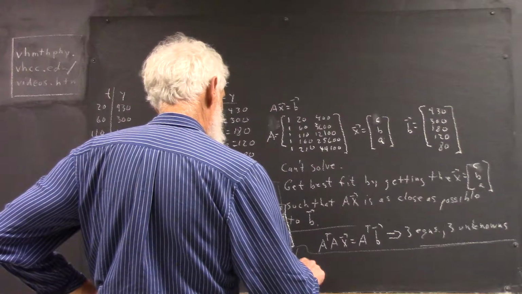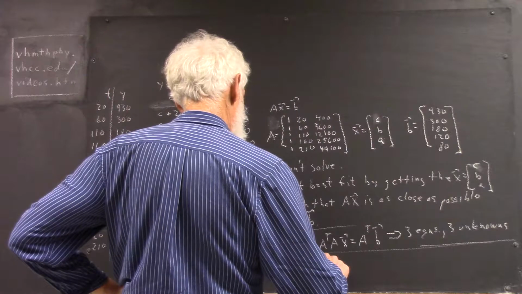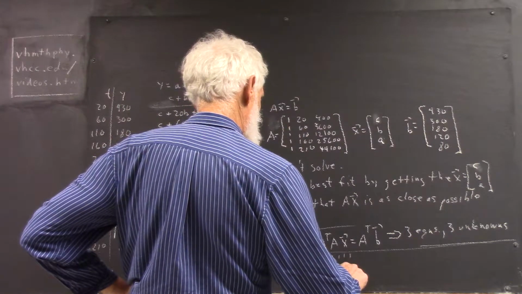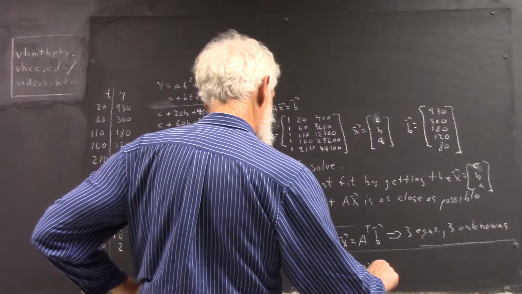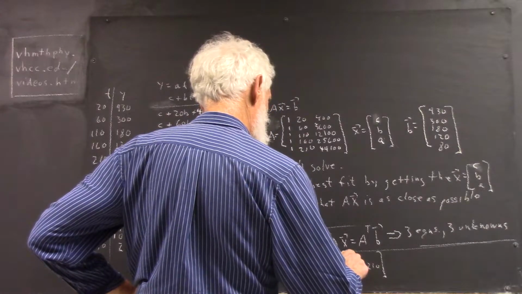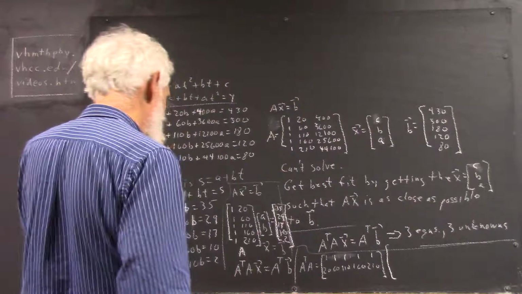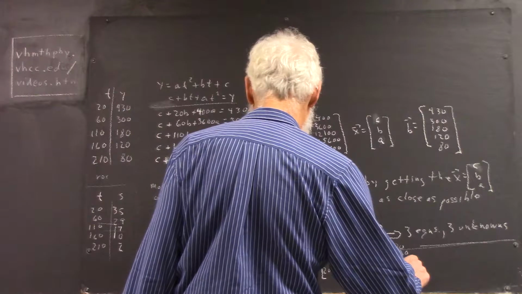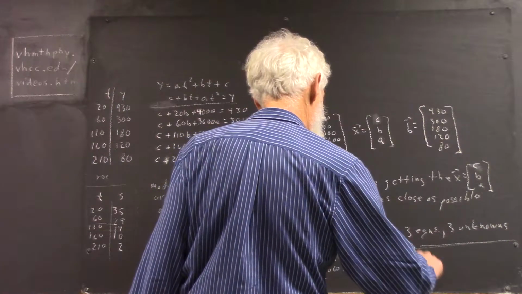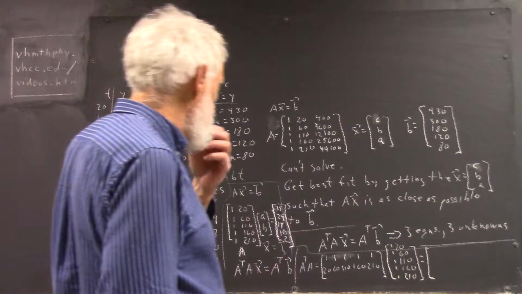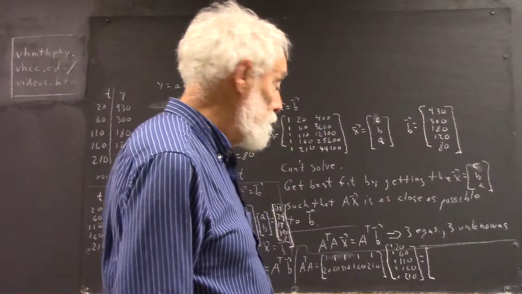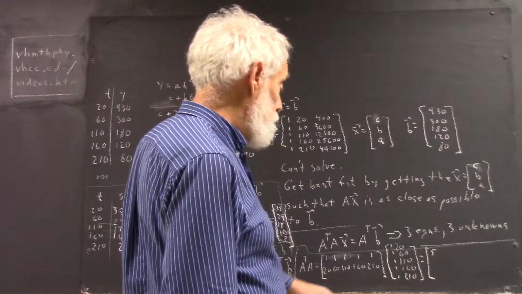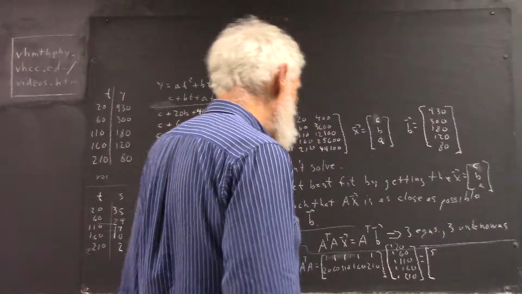So A transpose A equals what? It equals the matrix 1, 1, 1, 1, 1, 20, 60, 110, 160, 210. I'm going to have to spread my ones out. And that's multiplied by the matrix with 1, 1, 1, 1, 1, 20, 60, 110, 160, 210. Then what's that equal? Well, I multiply all these ones by all these ones, first row times first column, and I get 5. Now I multiply all these ones by this column, and I get the sum of these numbers. That's 80, 190, 350, 560.